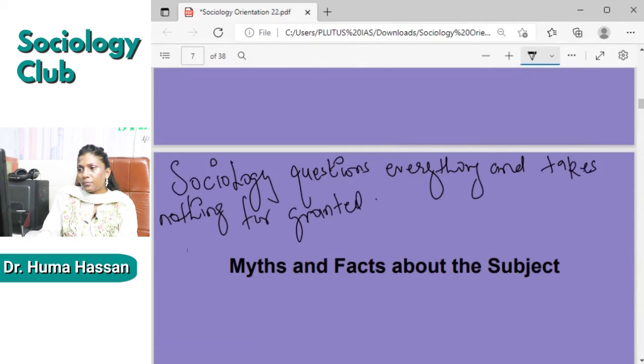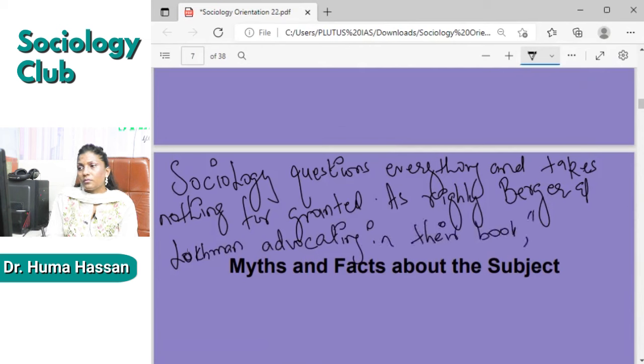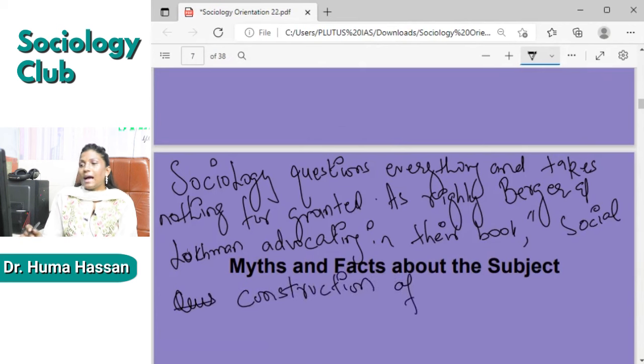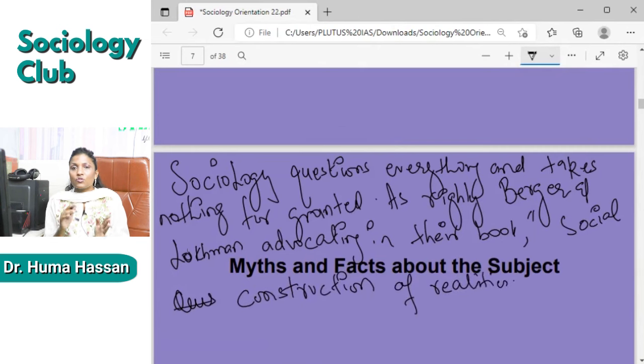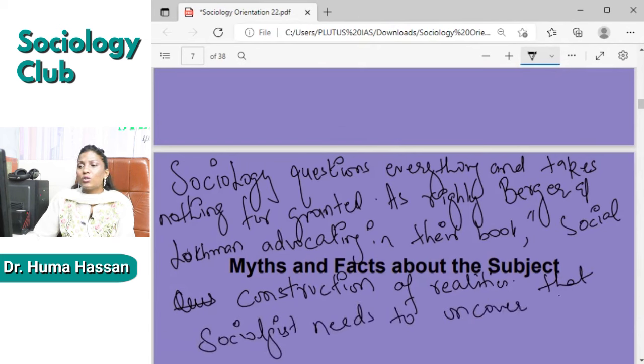As rightly said by Berger and Luckmann, advocating in their book The Social Construction of Reality, that sociologists need to uncover this socially constructed reality.